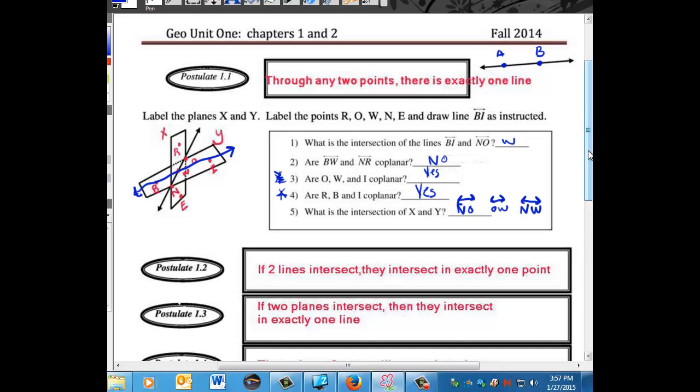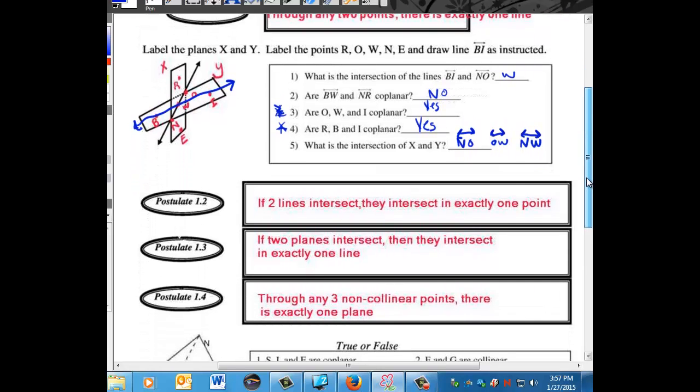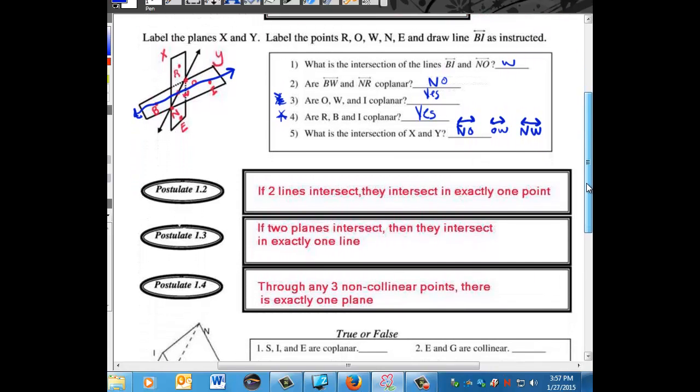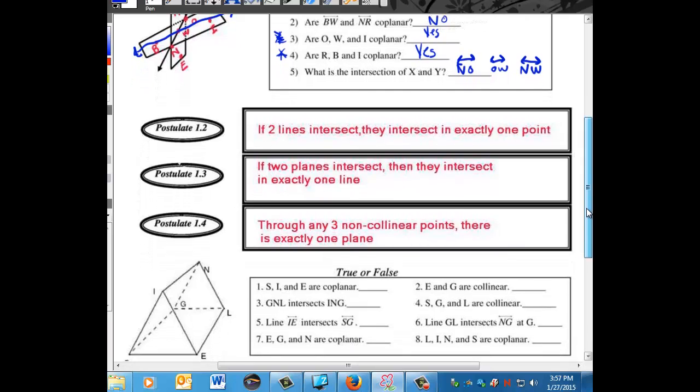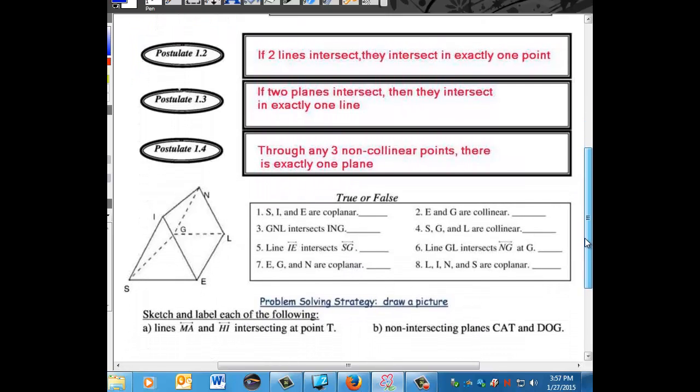Alright, go ahead and hit the pause button and then write down the following definitions. And then I'm going to go ahead and get started on the next section.